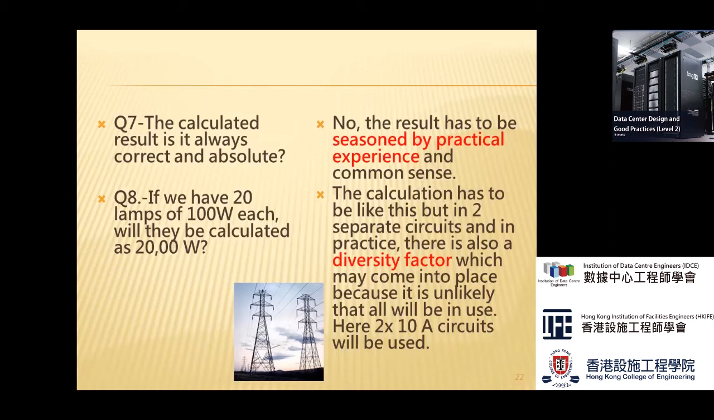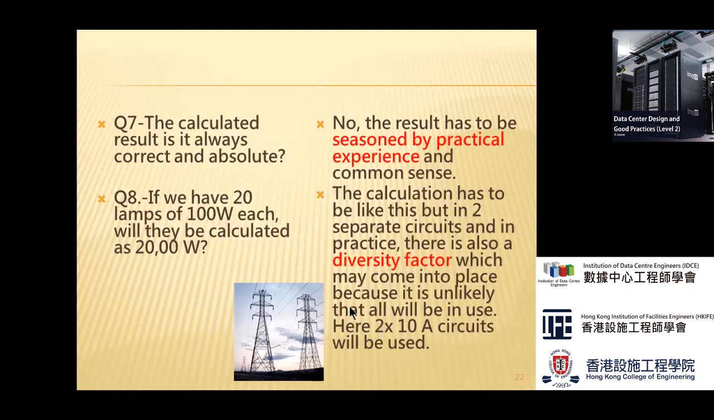Diversity factor means not every lighting or every power socket being turned on. So here in this case, because it is 2000 watt, if you use the formula P equals V times I, the total power is 20 times 100 watt, which is 2000 watt. Divided by the voltage 220, you get 10 amps.